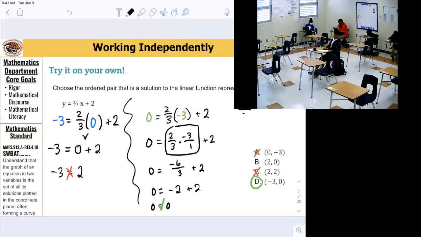Another way you could have done it is to multiply it by the numerator. So you multiply the whole number by the numerator. What is -3 times 2? -6. And then you can divide by the denominator. So what's -6 divided by 3?